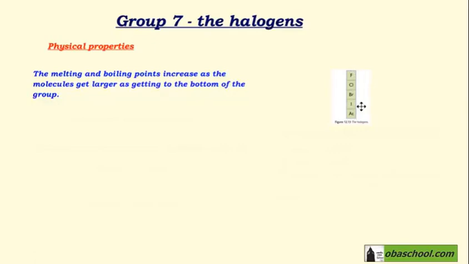For example, let's take iodine and fluorine and compare them. Iodine is below fluorine, so it's larger because as we go down the group, the molecule gets larger, and it also has a higher boiling and melting point than those of fluorine, because it will need a higher temperature than fluorine to boil or melt, because it's larger.